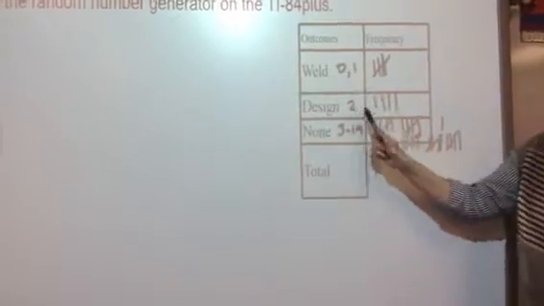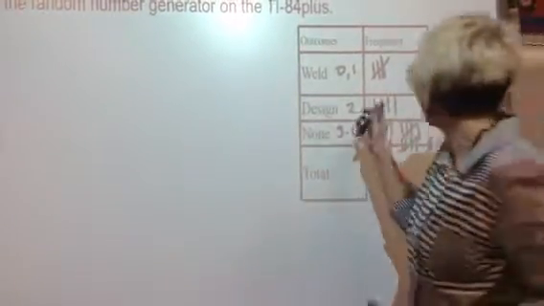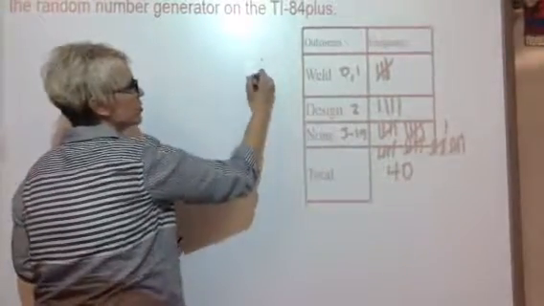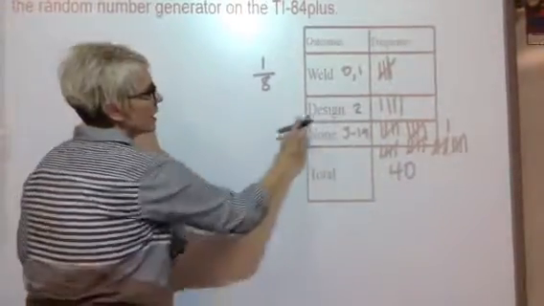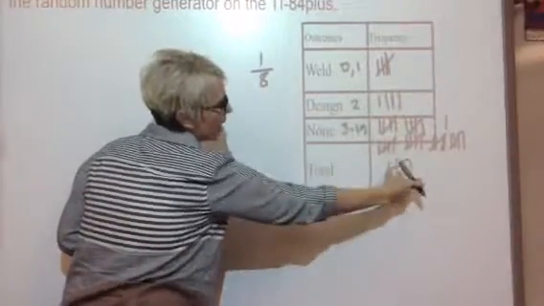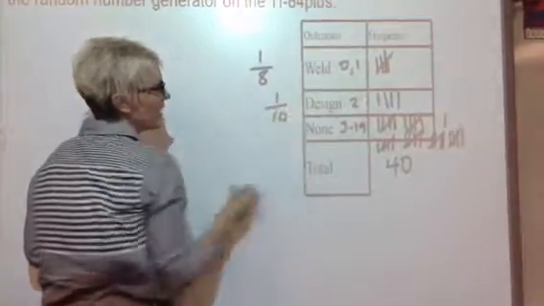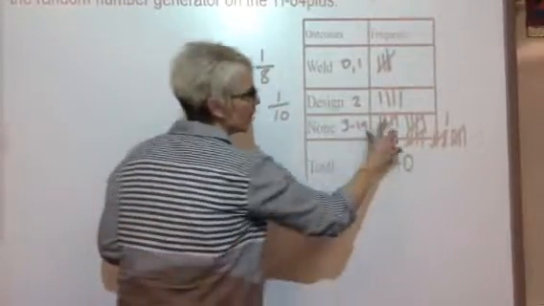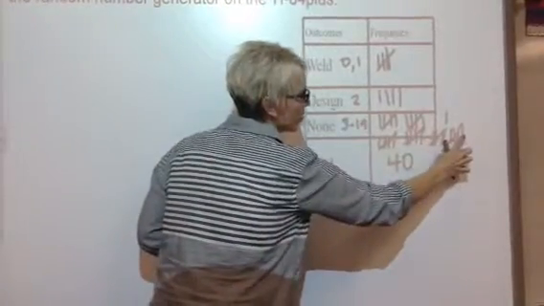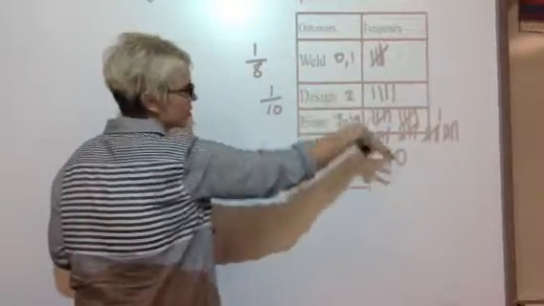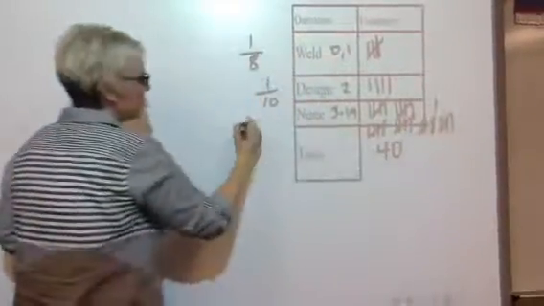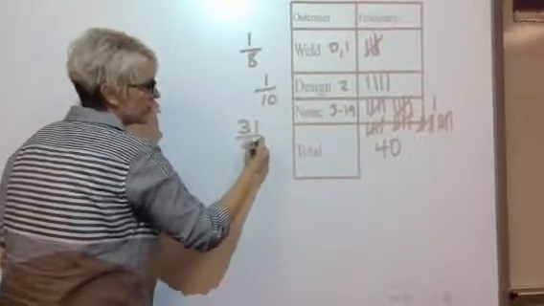If you would look to see what is the probability that I would have a weld defect, well, that would be 5 out of 40, which you could reduce to 1/8. A design defect would be 4 out of 40, which you could reduce to 1/10. And then you can count how many have no defect at all, 5, 10, 15, 20, 25, 26, or you can use subtraction if you wanted to from there. 31 out of 40. I don't think that reduces at all.